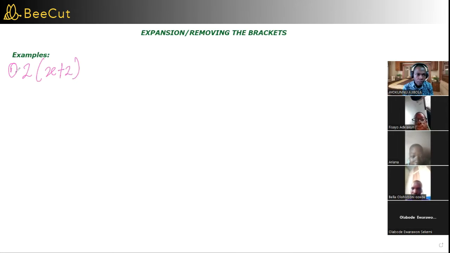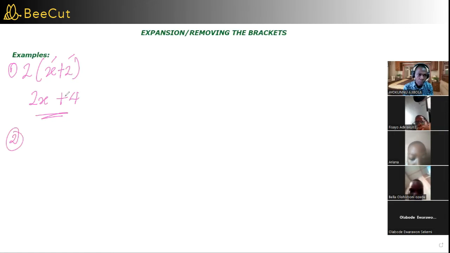How do I remove it? I use the number outside to multiply everything in the bracket. What are the things in the bracket? I have x and I have 2. So 2 is multiplying x, it's going to give me 2x. Then there's a positive sign here, I put it. Then 2 is multiplying 2, it's going to be 4. So this is my answer, 2x plus 4 is the answer. That is pretty simple enough.